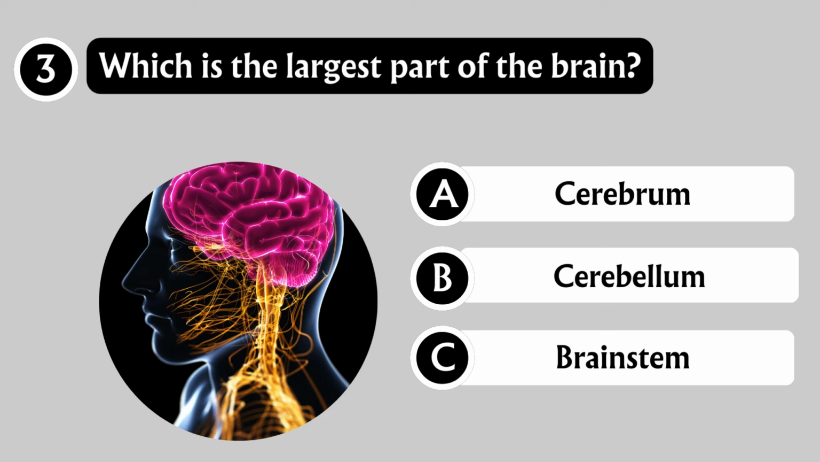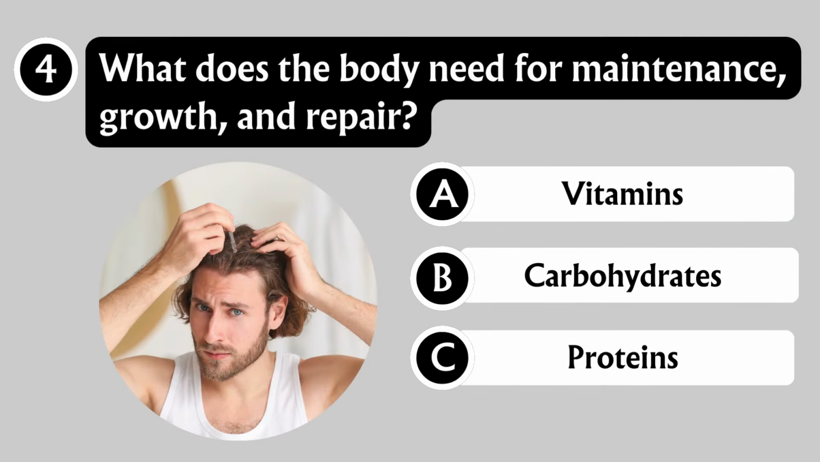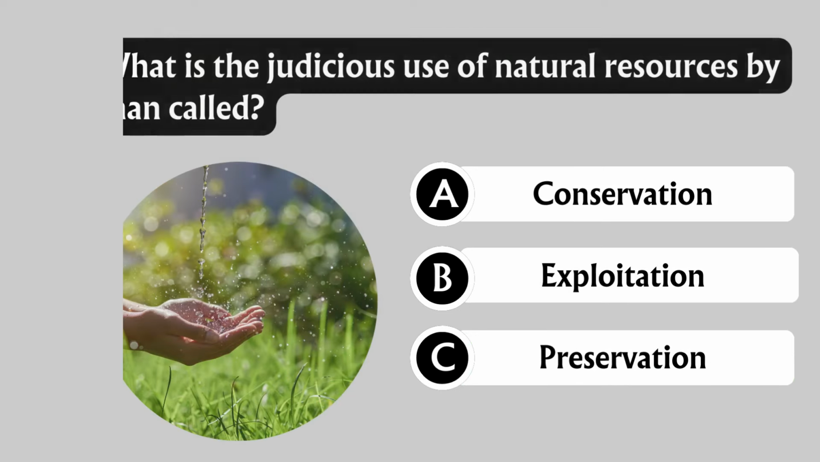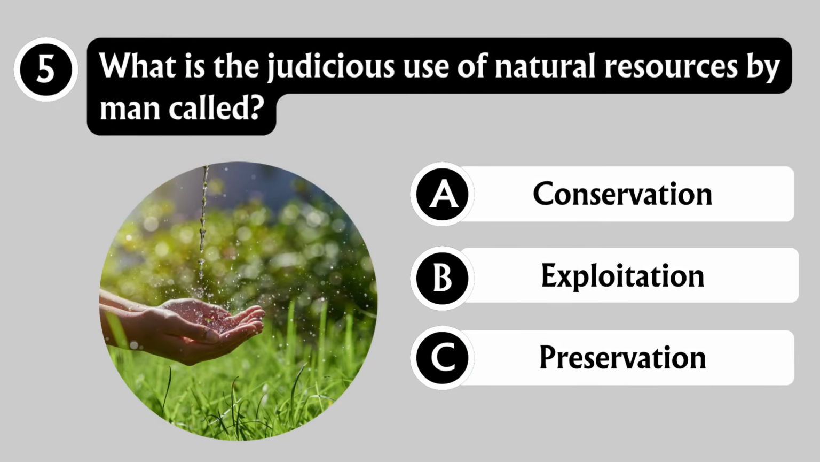Which is the largest part of the brain? Cerebrum, cerebellum, brainstem. Cerebrum. What does the body need for maintenance, growth, and repair? Vitamins, carbohydrates, proteins. Proteins.